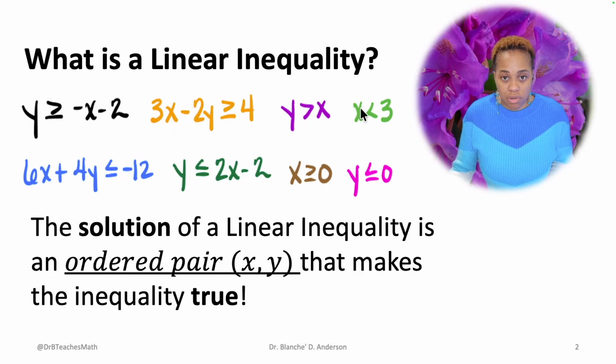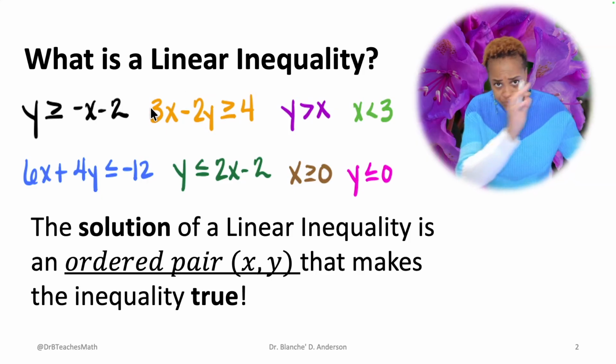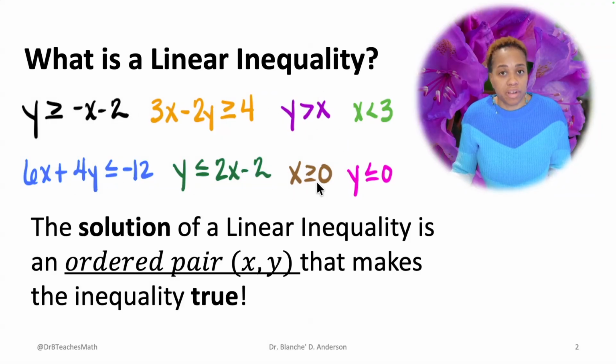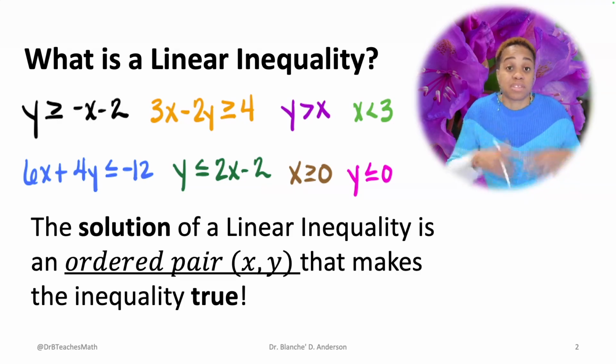So every single last one of these is a linear inequality because it has the inequality symbol. Now you'll notice that some of these are in the form of y equals, and then some of these have what we would call standard form, where the x and the y are on the same side and the constant is on the other side. But every single last one of these is a linear inequality. You graph them the same way as you do an equation. You find the solutions the same way, except there end up being more solutions.